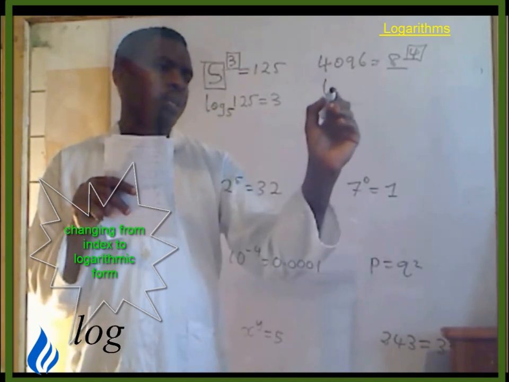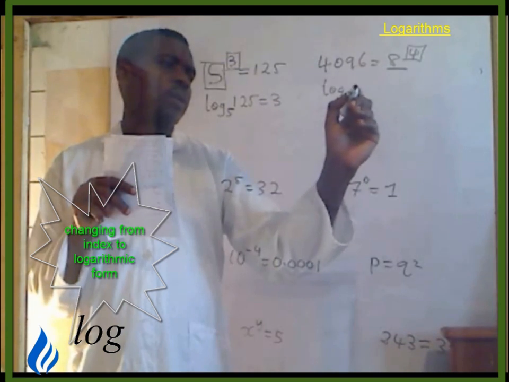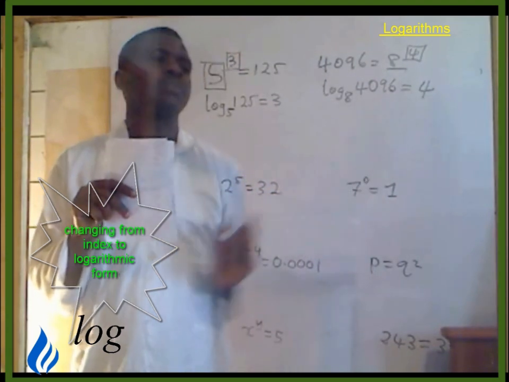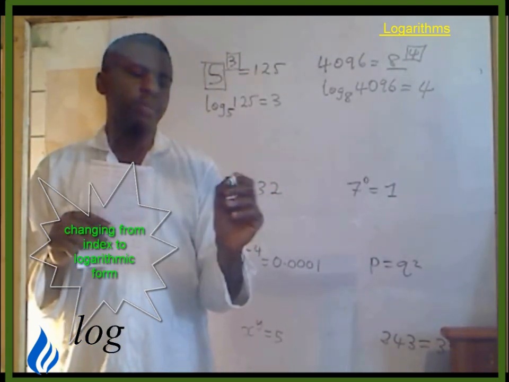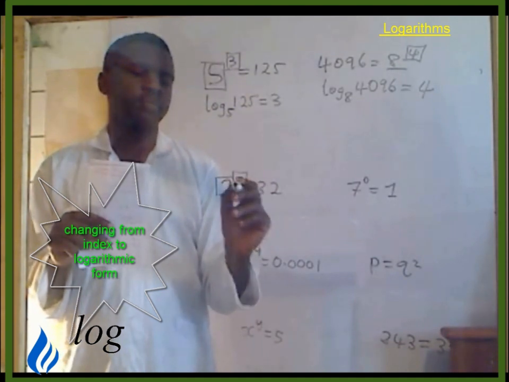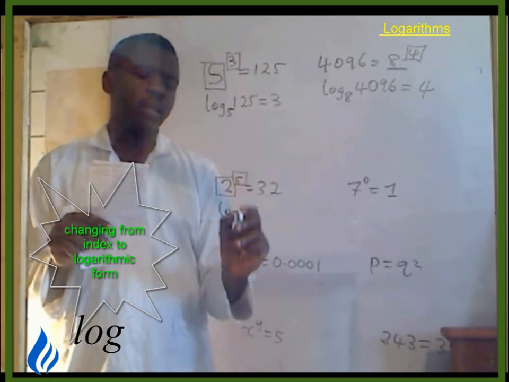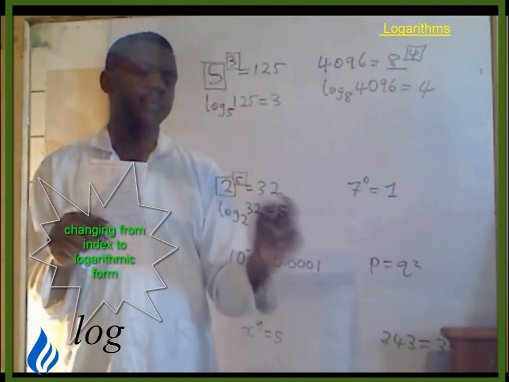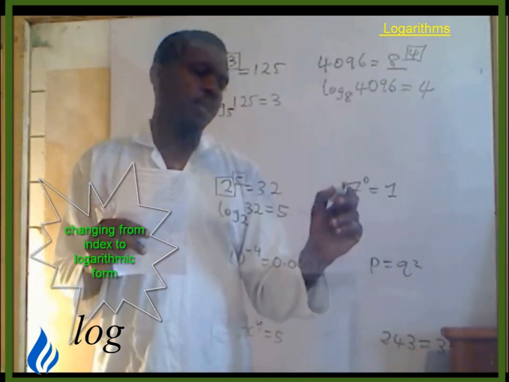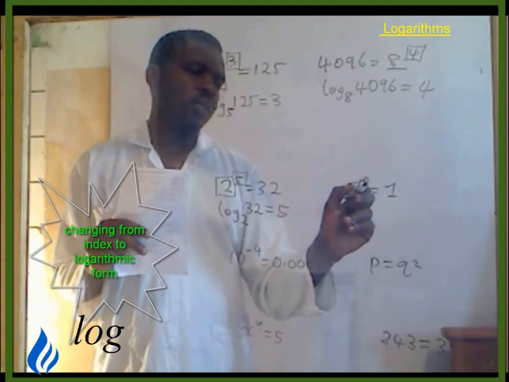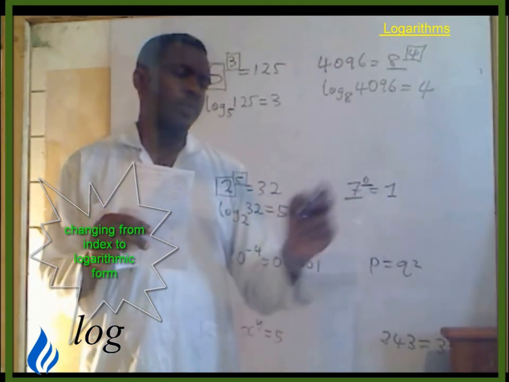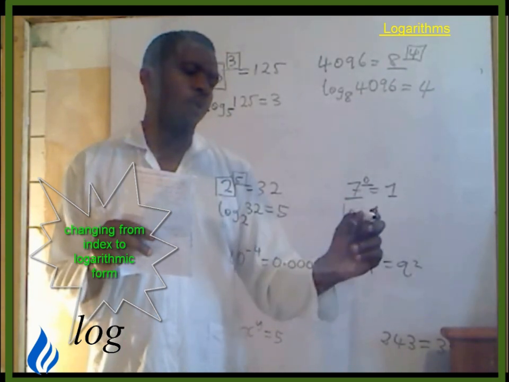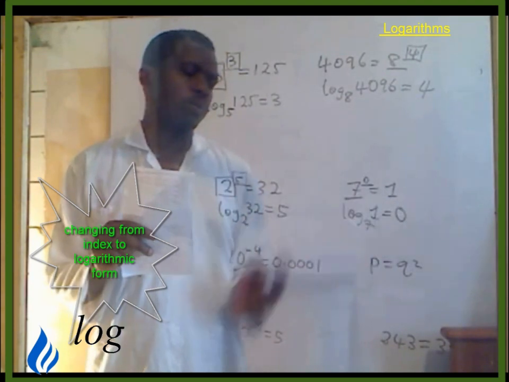This is the base, and this is the index or logarithm. This gives me logarithm base 8 of 4096 is equal to 4. This is our base, and this is the logarithm. Log base 2 of 32 is equal to 5. This is our base 7 and this is the logarithm. What are we saying here? Log base 7 of 1 is equal to 0.